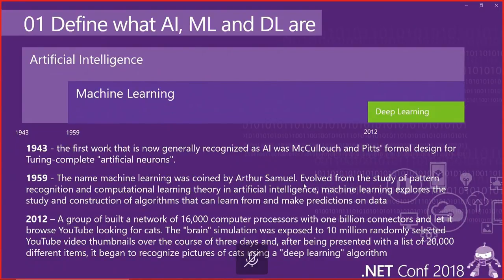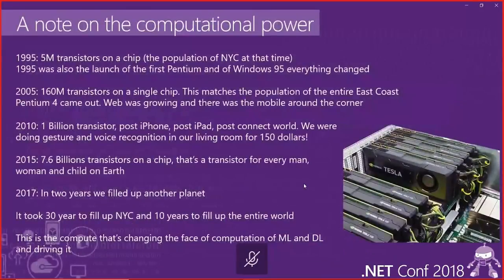This date is really important because it was 2012 and they had to make a network of 60,000 computers to make this happen. Why? This is all about computational power. And I want to make a note on this because maybe not everyone realizes it, but it's very important. Let's start from 1995. In 1995, we got 5 million transistors on a chip, which was the population of New York City at that time.